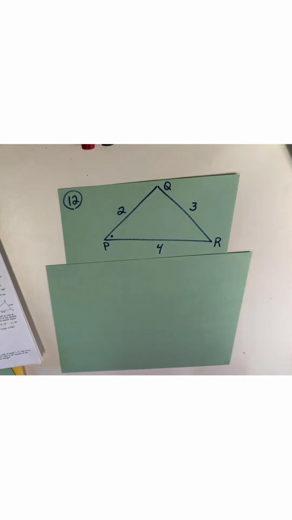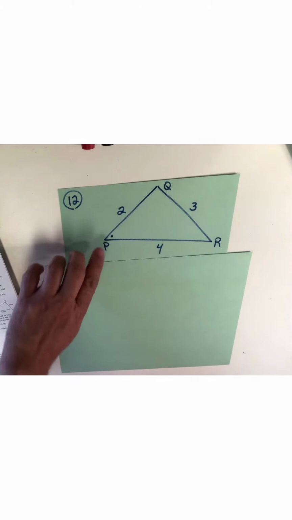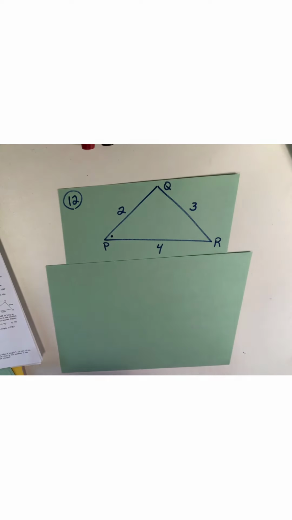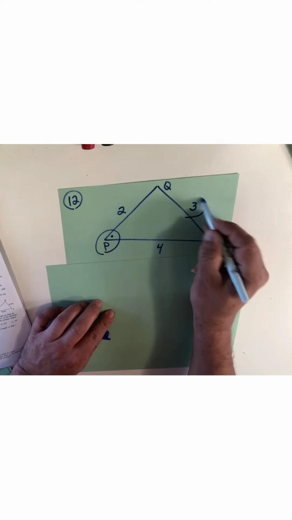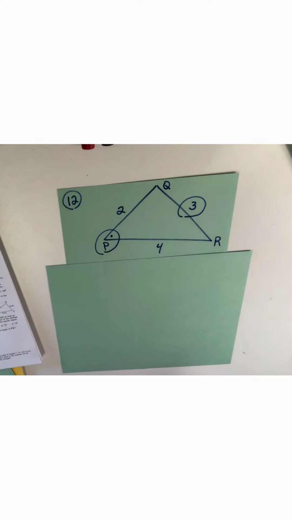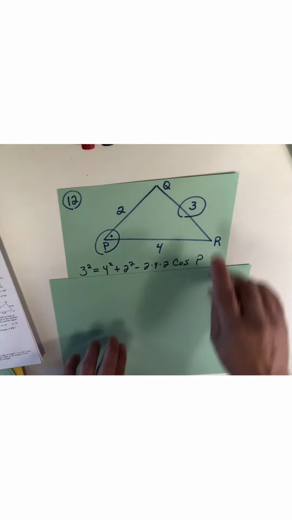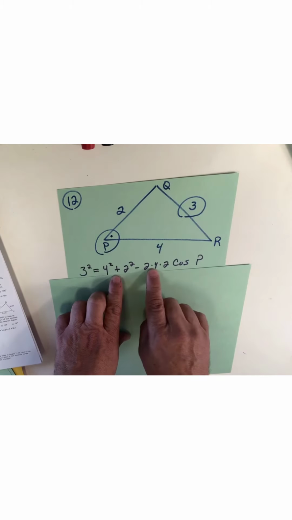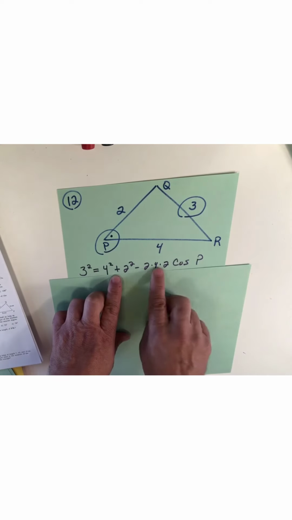All right, what does number 12 say? It wants cosine of the angle QPR. In other words, they're looking for this angle P right here. All righty, so if I'm going to end here, then I better start there. All right, so you're going to write little 3 squared is equal to little 4 squared plus little 2 squared, minus 2, and then use those 2 and 4 again, or 4 and 2.